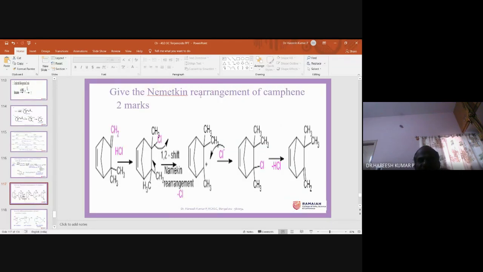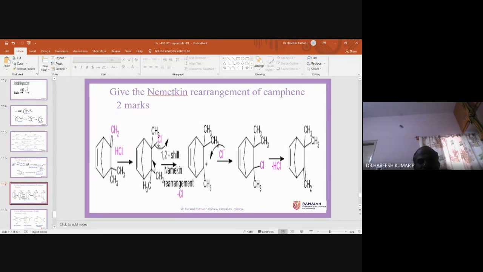Give the Wagner-Meerwein rearrangement of camphene. So you have to take camphene. This is the camphene, and when it is treated with HCl, proton H plus and Cl minus, the proton will add to the less substituted carbon and the anion part will add to the more substituted one. I think you are aware of the Markovnikov addition. So does it follow Markovnikov addition or anti-Markovnikov addition? The anion attacks the more substituted carbon, so that product is obtained here. Then afterwards, what will happen?